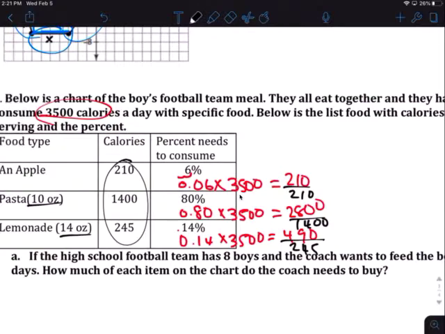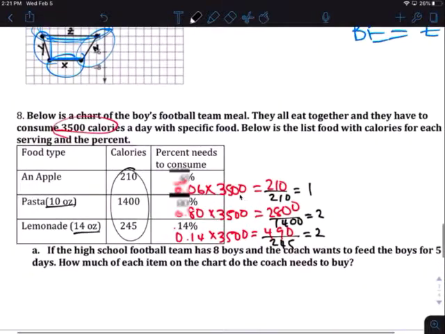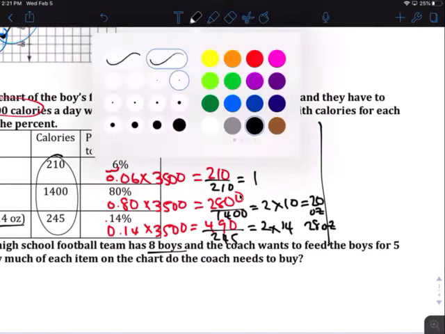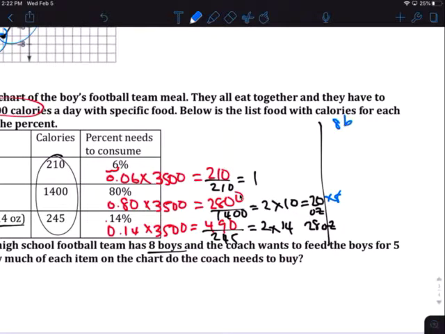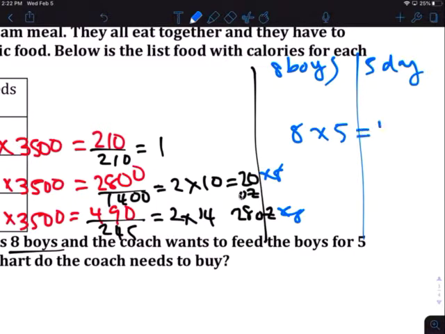And because these are ounces, you need to multiply. Oh, these are not. That's one, that's two. And that's 2, I believe. You multiply this by 10 and multiply this by 14. So for one day, you get 20 ounces, and then this is 28 ounces. And then after that, you multiply by the 8 boys, times 8. You get 8 apples. And then times that for 5 days, 40 apples. And 160 times 5, get 800.